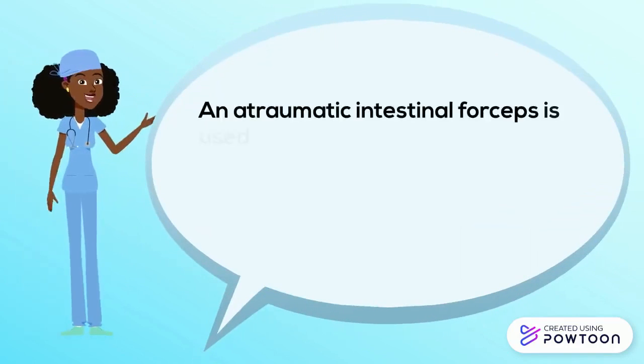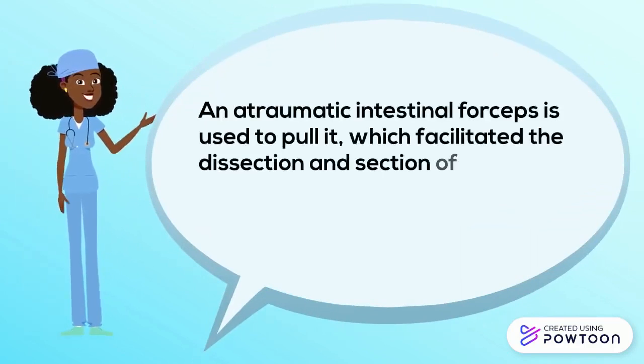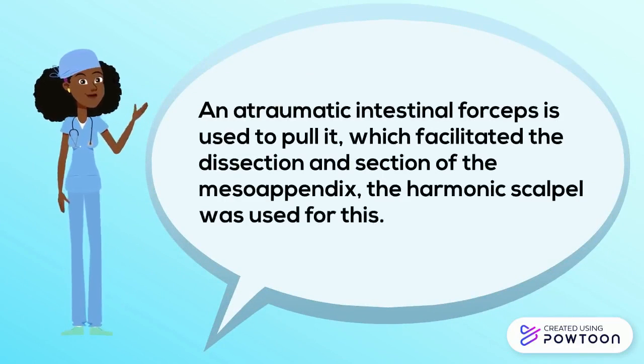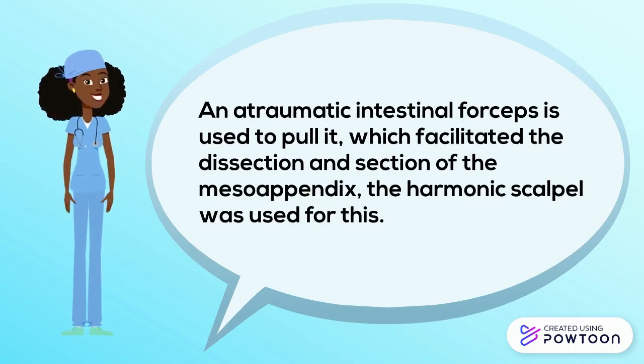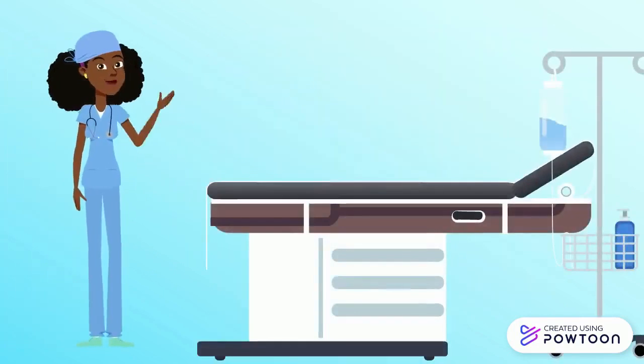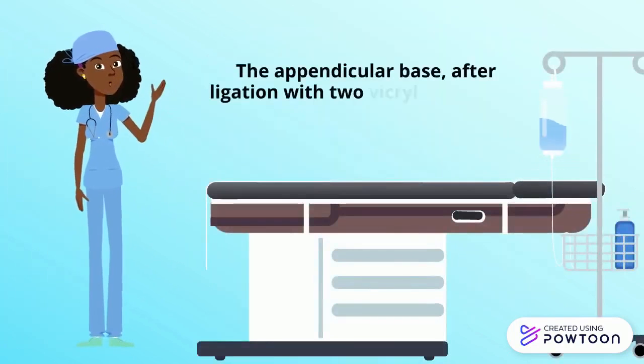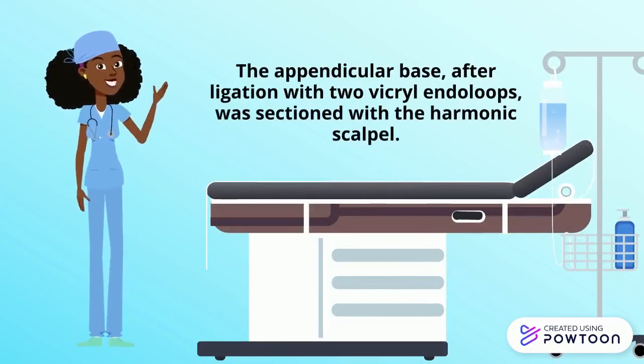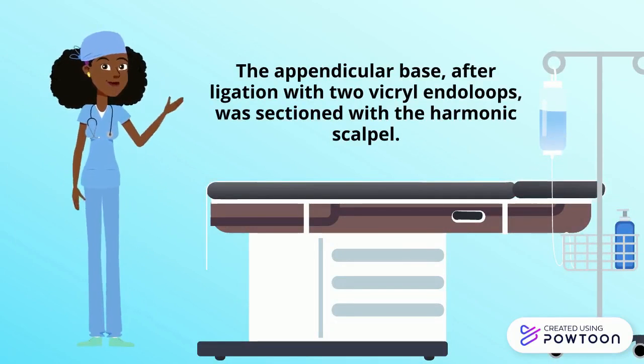An atraumatic intestinal forceps is used to pull it, which facilitated the dissection and section of the mesoappendix. The harmonic scalpel was used for this. The appendicular base, after ligation with Tubercle endoloops, was sectioned with the harmonic scalpel.